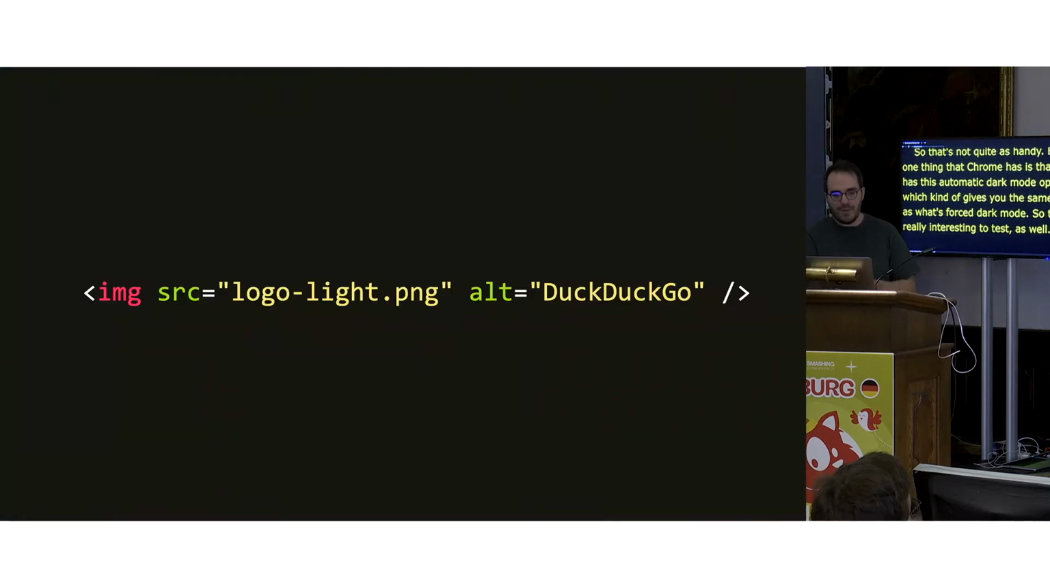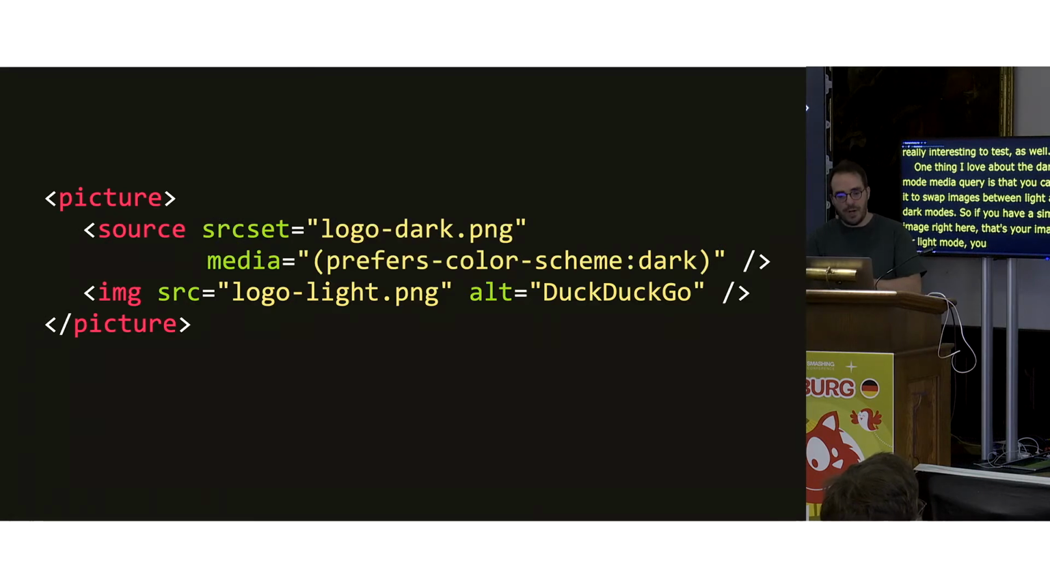One thing I love about the dark mode media query is that you can use it to swap images between light and dark modes. So if you have a simple image right here, that's your image for light mode, you can use a picture element and add a specific source with a different image for dark mode, and then use the media attribute with the same media query, prefers-color-scheme: dark, and then this will automatically switch between a light and dark mode image in browsers and in compatible email clients.